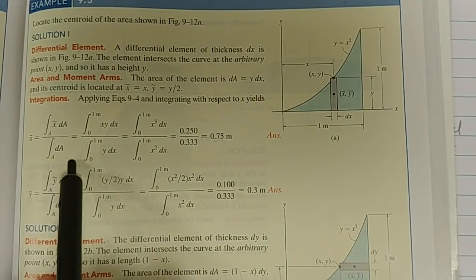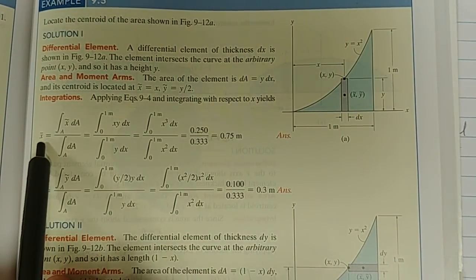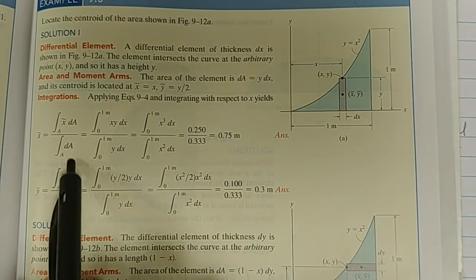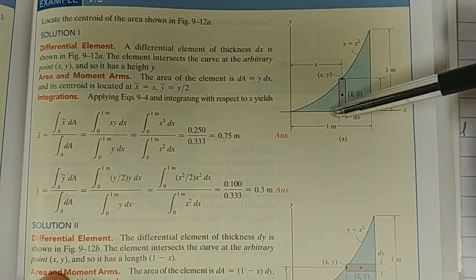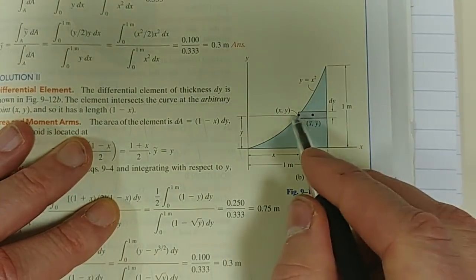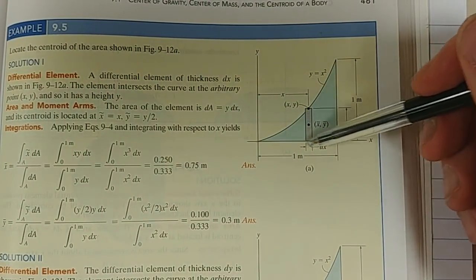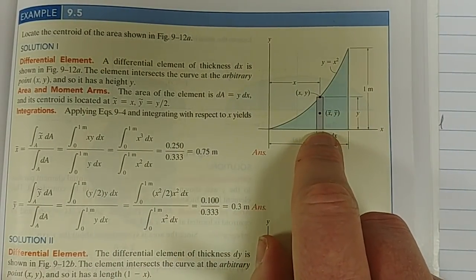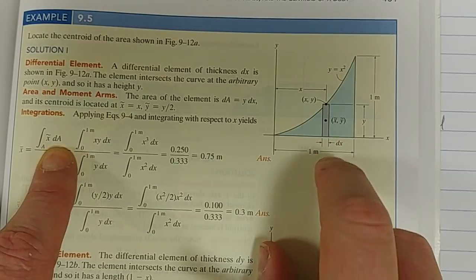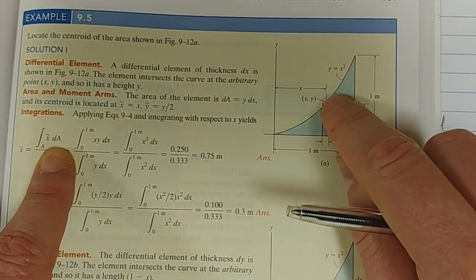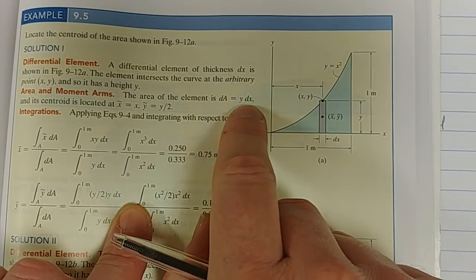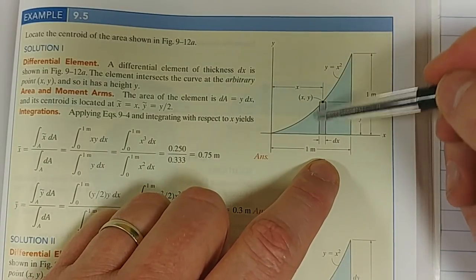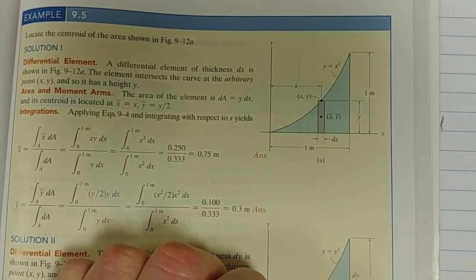That is my equation to locate the centroid in the x direction and the centroid in the y direction. And x bar is equal to the integral of x tilde dA over the integral of dA. Now, I've defined my element like this. So what do I need? I need the area of that element, because I'm looking for dA. What is the area? It's height times width. The height is simply y, and the width is dx. So the area of this element is y dx.